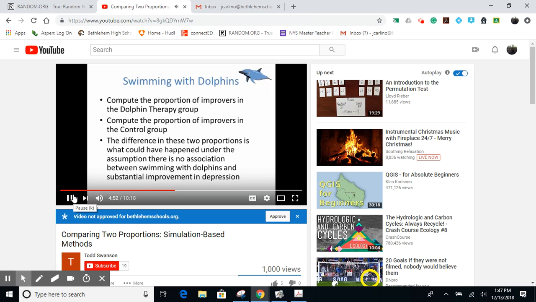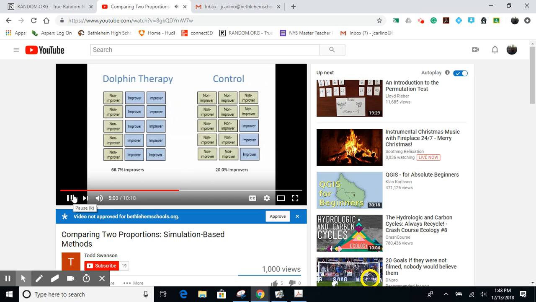Finally, the difference in these two proportions is what could have happened under the assumption of no association between swimming with dolphins and substantial improvement in depression. Let's try this out. Okay, so here's the deal.